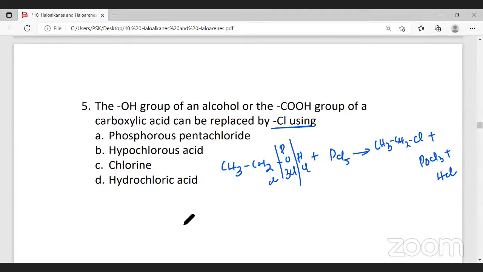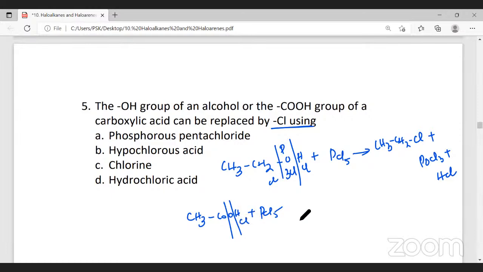Similarly, if you take a carboxylic acid, the specific example only we will write, carboxylic acid, COOH. When this is allowed to react with PCl5, the bond between carbon-oxygen breaks and the bond between oxygen-hydrogen also breaks.